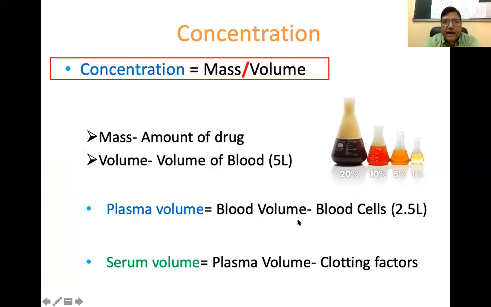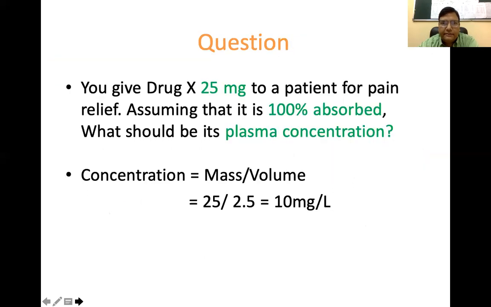So coming to the next part, that is the concentration. We know that concentration is the amount of the drug divided by the volume. And if we see the plasma volume, the volume in which the drug distributes, the blood volume is 5 liters. Plasma volume is blood volume minus the blood cells. It is around 2.5 liters. And the serum volume is plasma volume minus the clotting factors.